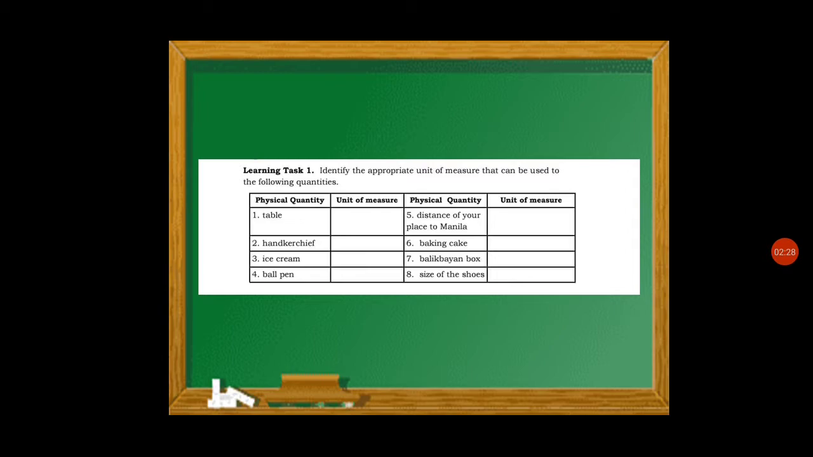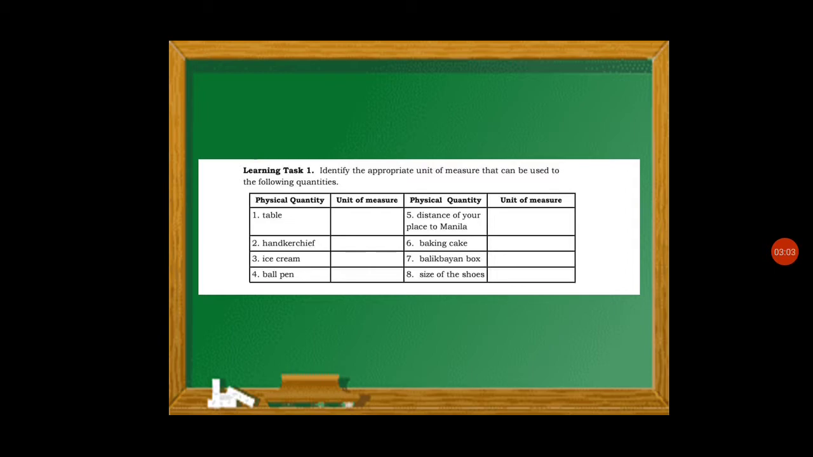So you have to identify the appropriate unit of measure that can be used for the following quantities. For number 1, you can make use of a yard or a meter to measure a table. For a handkerchief, you can make use of millimeter. Ice cream, cup, pint, gallon, that's it. For a ball pen, millimeter could also be used. The distance of your place to Manila, in America they use miles. In the Philippines, we use kilometers.